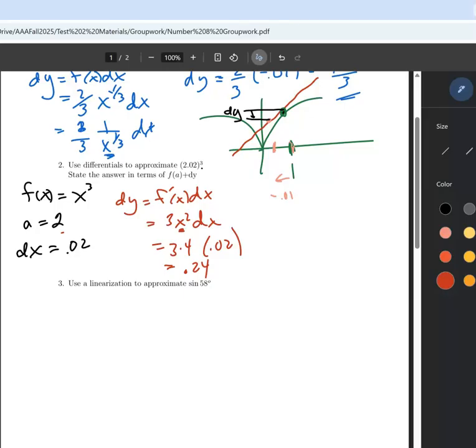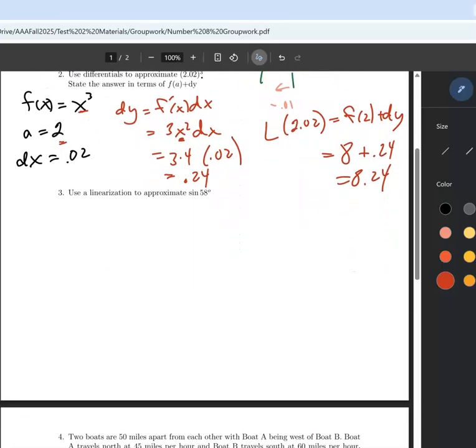What they want me to do is to approximate using the linearization. So the linearization at 2.02 is going to be f of a, and in our case, that f of a is going to be f of 2 plus my dy. f of 2 means I'm plugging 2 into my original function. So I get 8. And then plus my dy, there it is, 8.24.